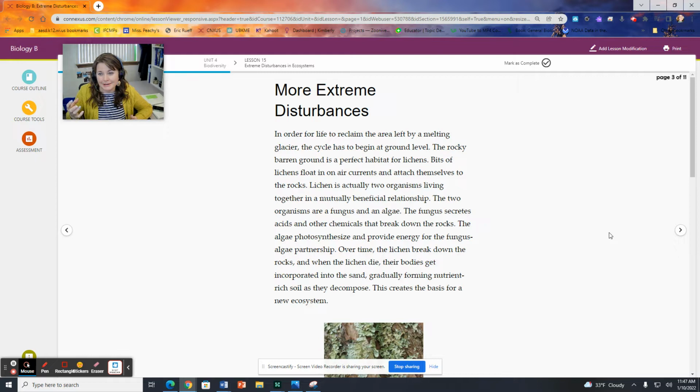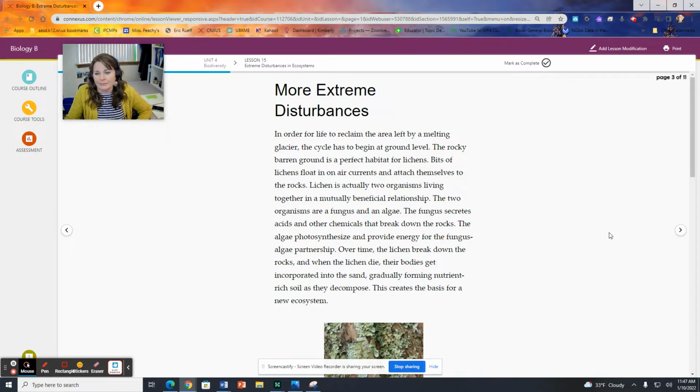The lichen provides basic, fundamental nutrients to the algae that are needed, different kinds of ions and things like that that are necessary for the algae to grow. And the algae do photosynthesis and provide food for the lichen. So it's a beautiful symbiotic, mutualistic relationship.